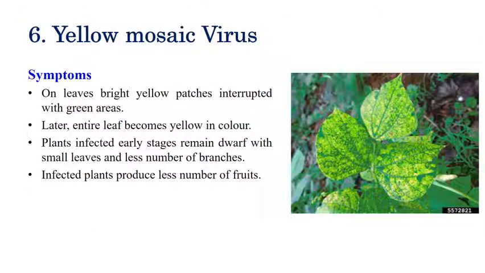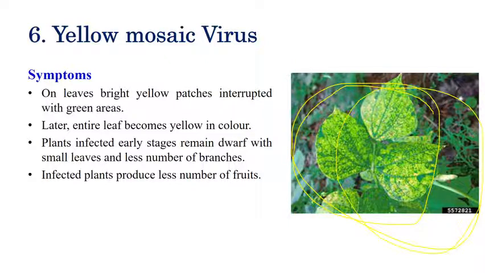The next one is yellow mosaic, which is caused by yellow mosaic virus. We can clearly see mottling of leaves, with alternate green and yellow patches, and the entire leaf turns yellow in later stages. It produces very few pods, so it has a great economic impact, because yield is automatically reduced. We can also see dwarfing of plants, and fewer branches and pods are produced due to yellow mosaic virus.